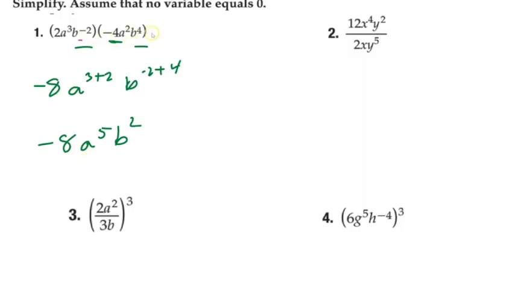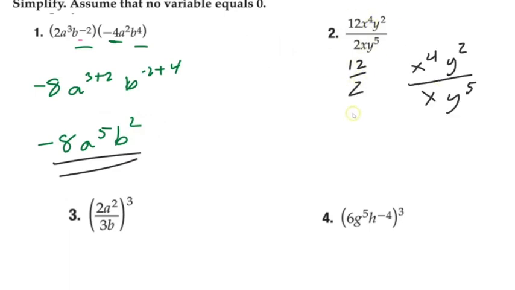I have negative 2 plus 4 is 2. No negative exponents, so we're good. This one, let's separate them out real quick. 12 divided by 2 is 6. x^4 over x, you could do the proper way, which is you subtract, x^(4 minus 1). Same thing here, y^(2 minus 5). You get x^3, y to the negative 3. Then you have to flip this one. You get x^3 over y cubed.